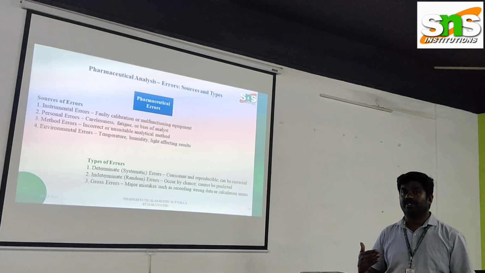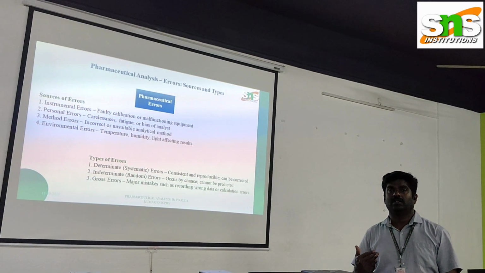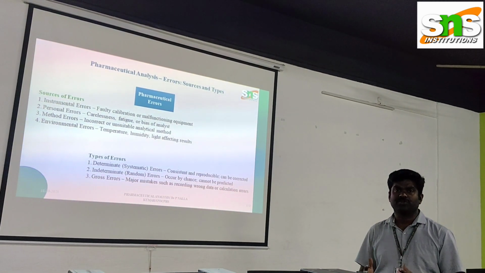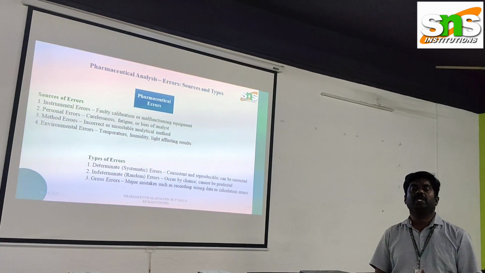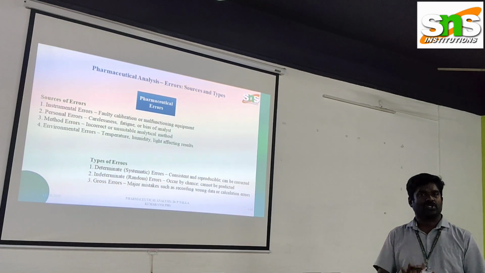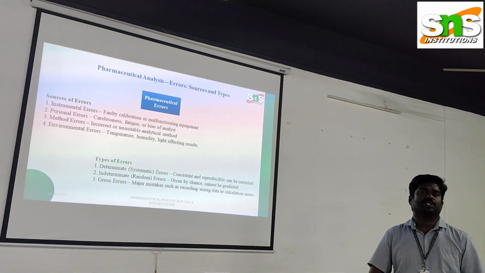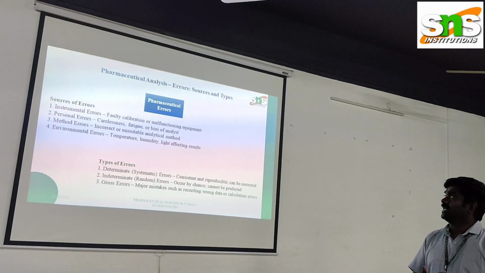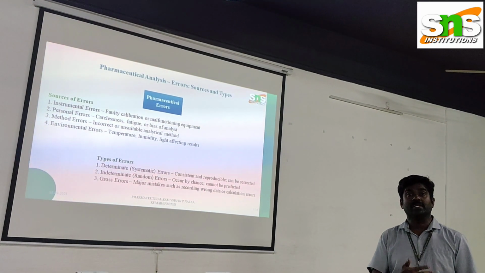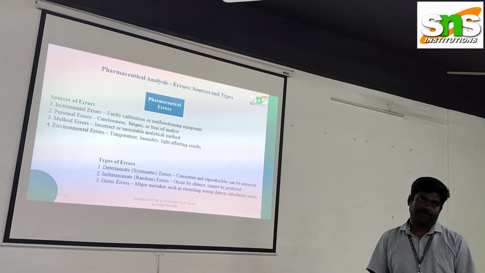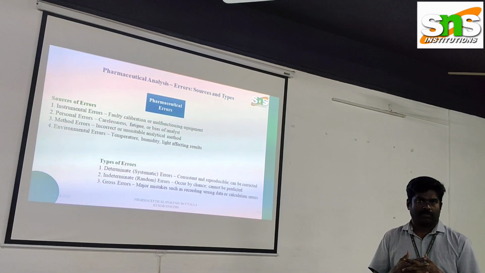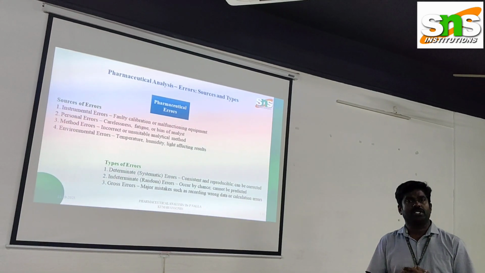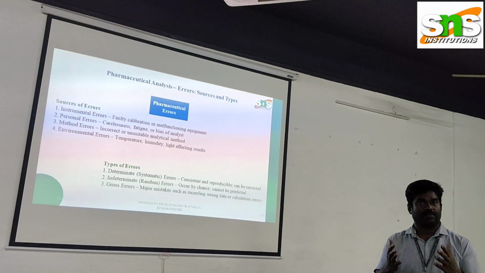The next types of errors, or major sources of errors, we will learn in the next session. Under this instrumentation, whether it is spectroscopy, chromatography, or electrochemical methods of analysis, these are huge instruments we are using. So the instrument related errors are mainly related to calibration. If we are not properly doing the calibration, there is a possibility to get errors from the instrumentation.